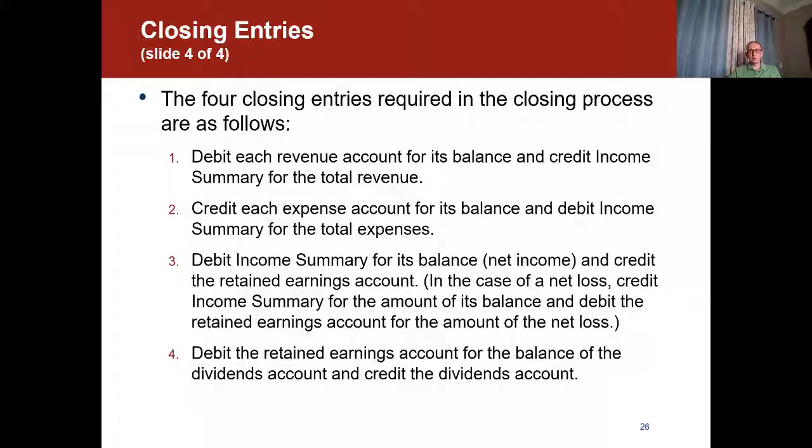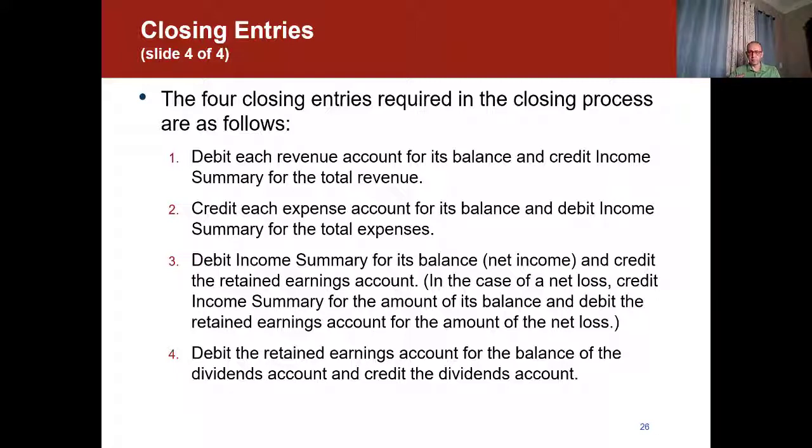The 4 closing entries required in the closing process are as follows. Again, let's just go over the 4 steps one more time. We debit each revenue account for its balance and credit income summary for the total revenue. Then we credit each expense account for its balance and debit income summary for the total expense. Then we debit income summary for its balance, which is equivalent to net income, or it could be a net loss, and credit the retained earnings account. And in the case of a net loss, we credit income summary for the amount of its balance and debit the retained earnings account for the amount of the net loss.